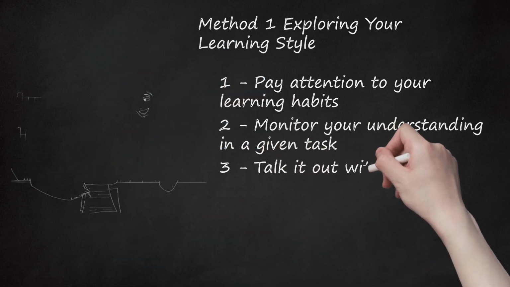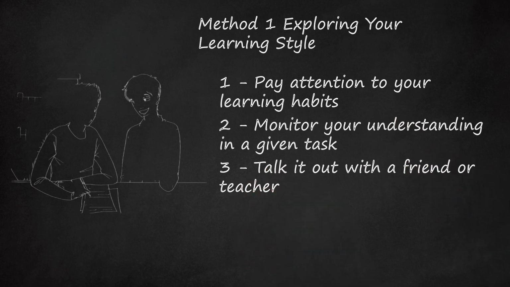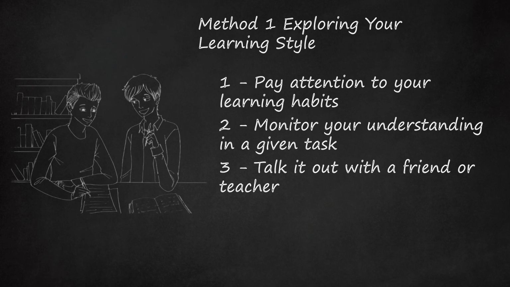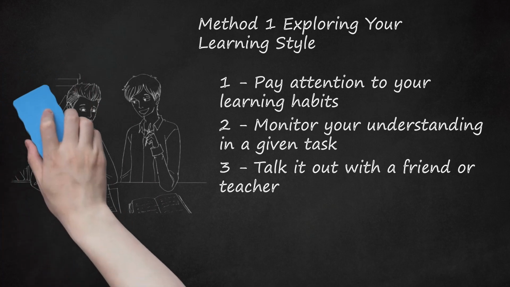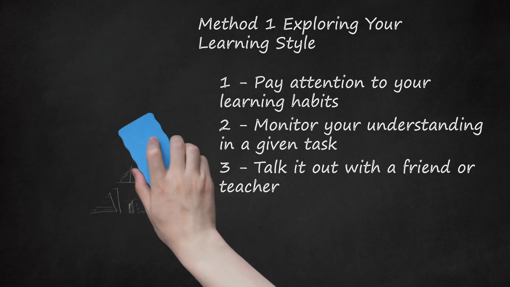3. Talk it out with a friend or teacher. Oftentimes, talking out loud with someone will help you figure out a solution. Talk with a friend or teacher about their learning styles. Ask them how they learn best. This will help you think about and explore your own learning style. Ask your friend or teacher what helps them retain information. Ask them if they are more likely to remember images, what someone said, or how they felt when presented with new information.